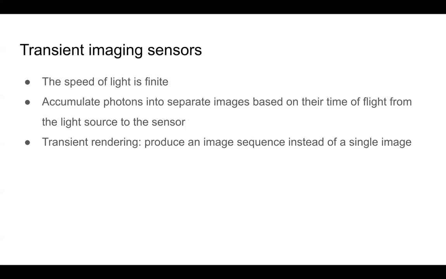Differentiable renderers can be specifically designed to simulate different types of imaging sensors, such as transient imaging sensors. Unlike conventional sensors, transient sensors take advantage of the fact that the speed of light is finite, and they accumulate photons into separate images based on their time of flight from the light source to the sensor. We can simulate this type of sensor using transient rendering, which will produce an image sequence instead of a single image.